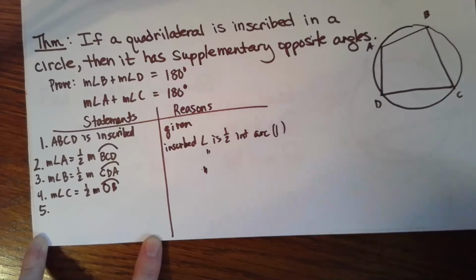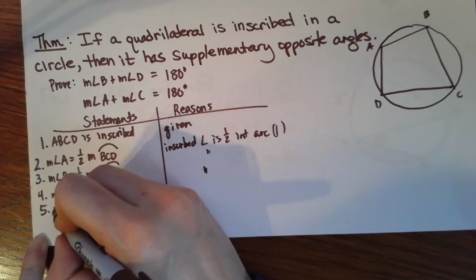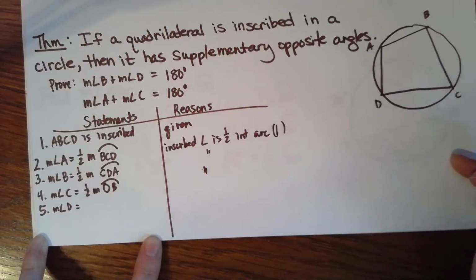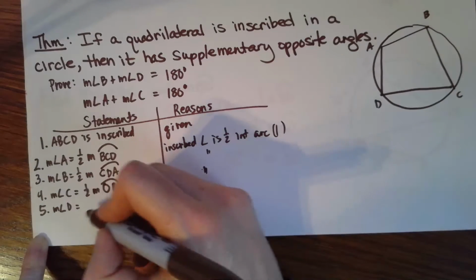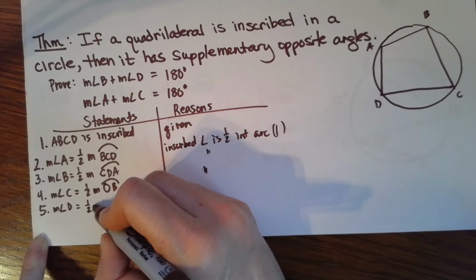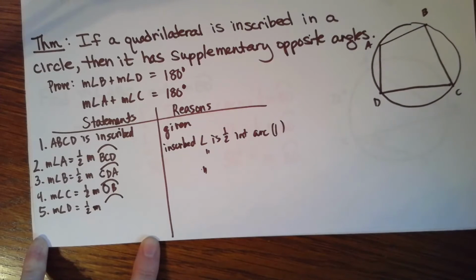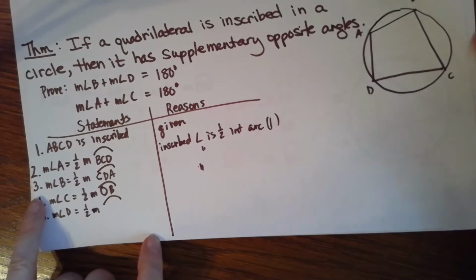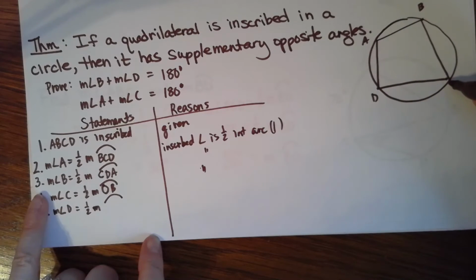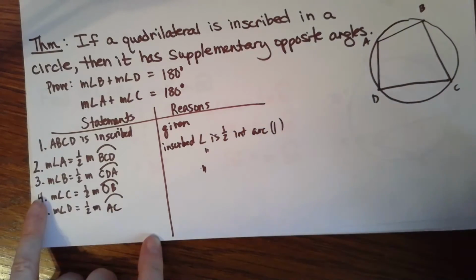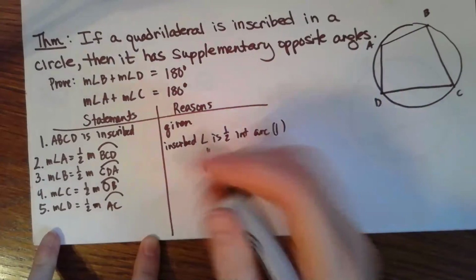And then the measure of angle D. Okay. And that's going to be 1/2 of the measure of its intercepted arc. Well, let's see. We assumed that this one was a major arc, so this one must be minor. We'll just call that AC. It's hard to tell from my picture, I guess, but we'll just assume it is.